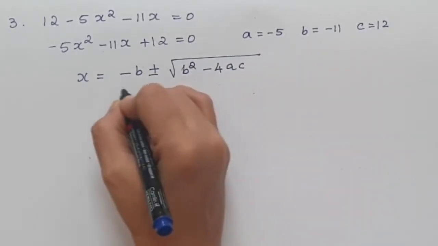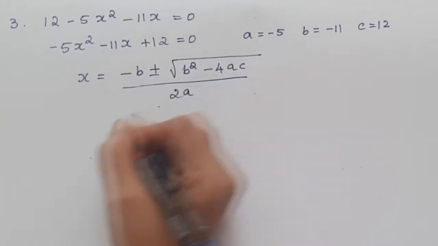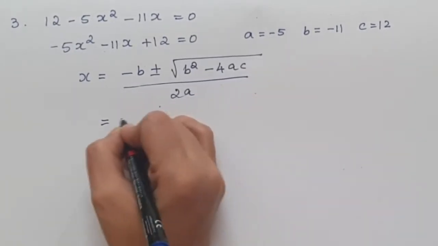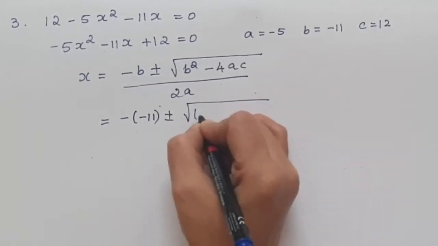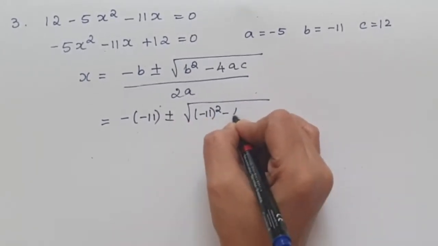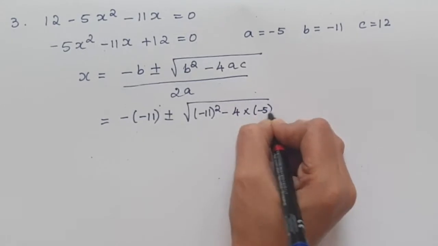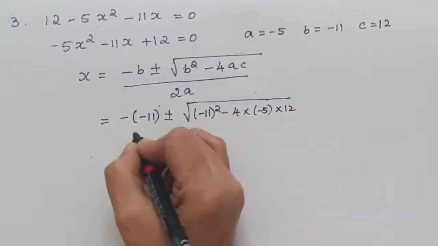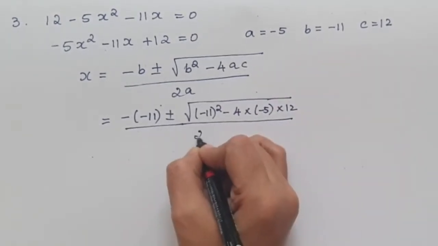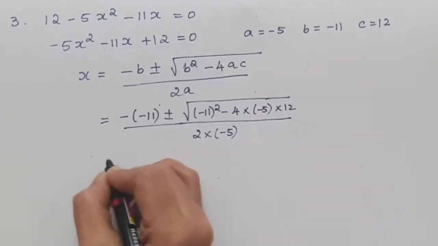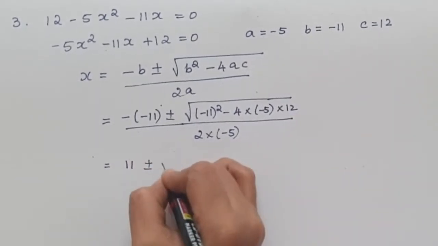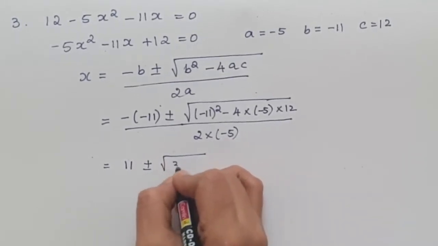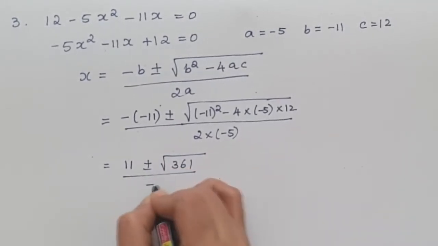Now our quadratic formula: x equal to minus b plus or minus square root of b square minus 4ac divided by 2a. So when we apply it in the formula, minus minus 11 plus or minus square root of minus 11 the whole squared minus 4 into minus 5 into 12 divided by 2 into minus 5. So when we simplify it, it is 11 plus or minus square root of 361 divided by minus 10.